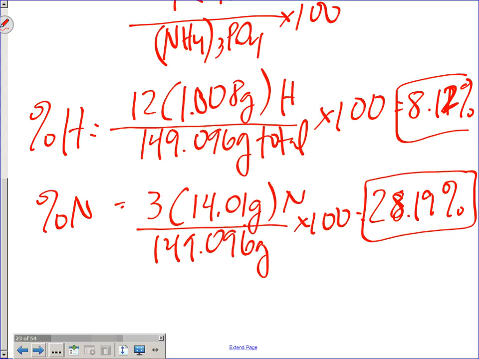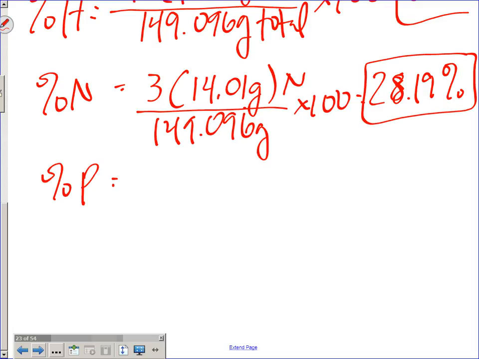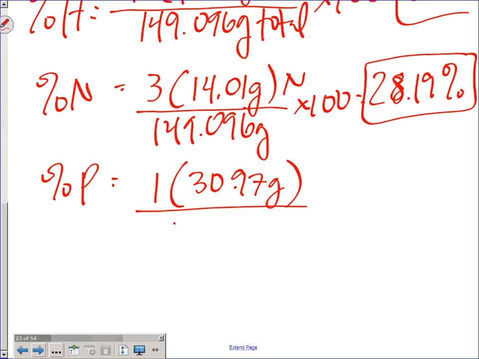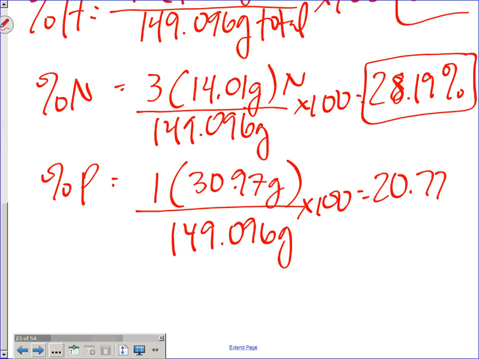All right, so then percent by phosphorus: how many phosphorus did I have? 1 times the 30.97 grams, which is straight off the periodic table, over 149.096, and times 100. What's our percent there? 20.77%.